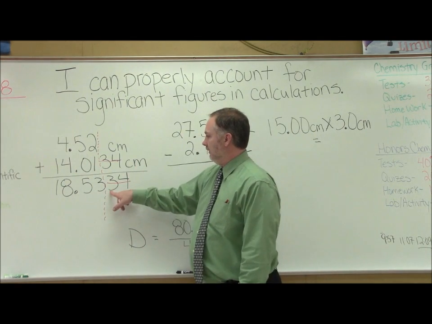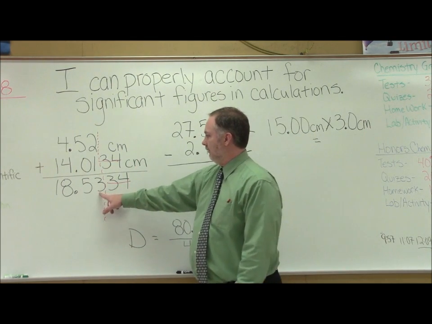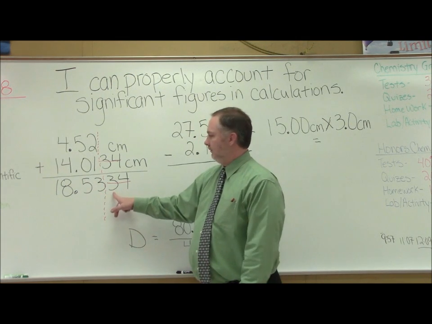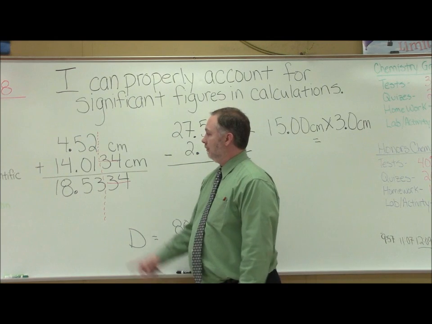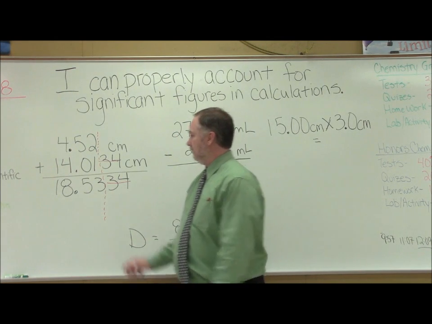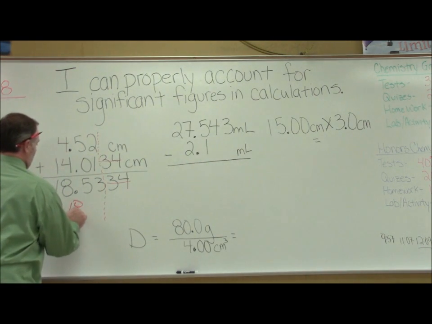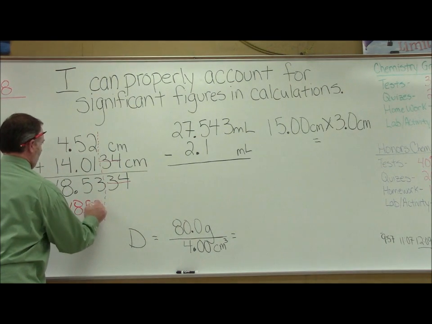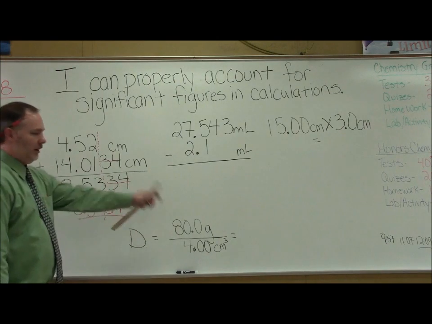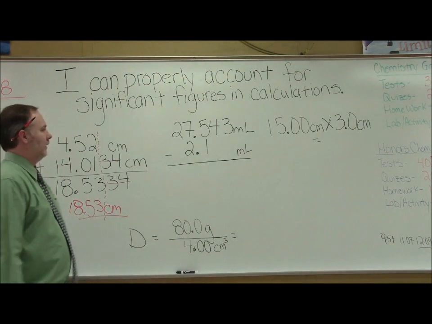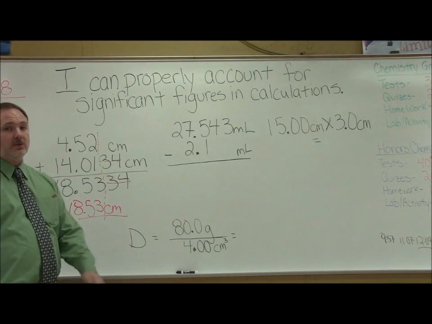Now, if the number beside our first 3 is 5 or greater, we'd round it up to 18.54, but it's not. So our final answer is 18.53 centimeters. We cut off those 2 numbers. Same rule when you're subtracting.